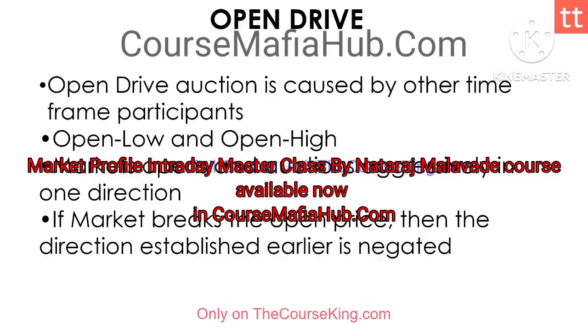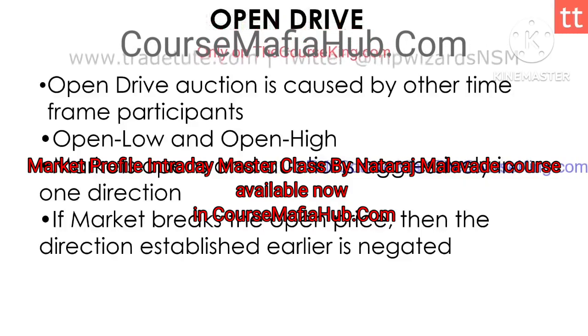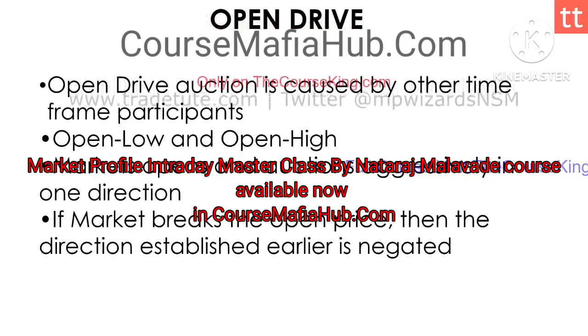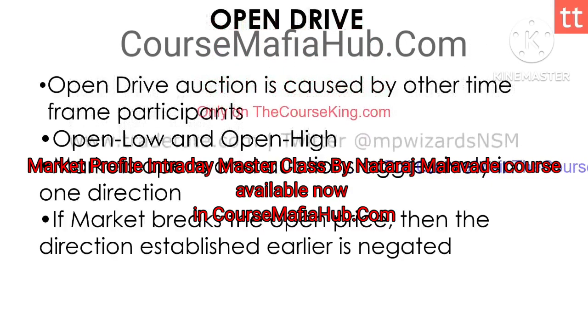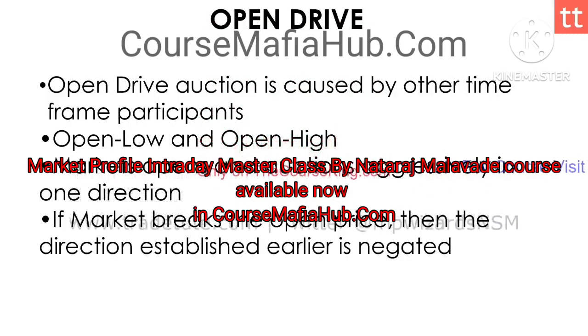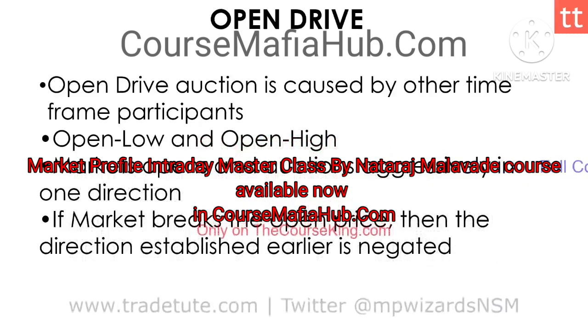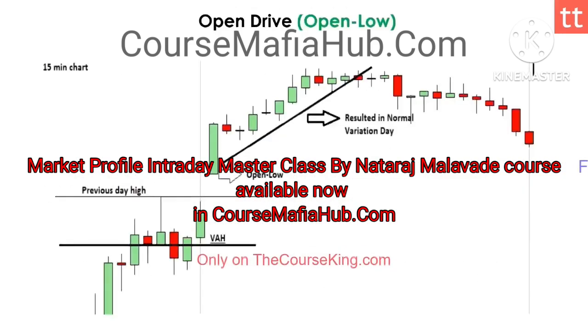Market opens and auctions aggressively in one direction. This is very important. I will repeat it. Market opens and auctions aggressively in one direction. And if the market breaks the open price, that means there is an open low and the market breaks the open price, then the direction established earlier is negated. So what is the direction and how it will be calculated, we will see in the coming session.